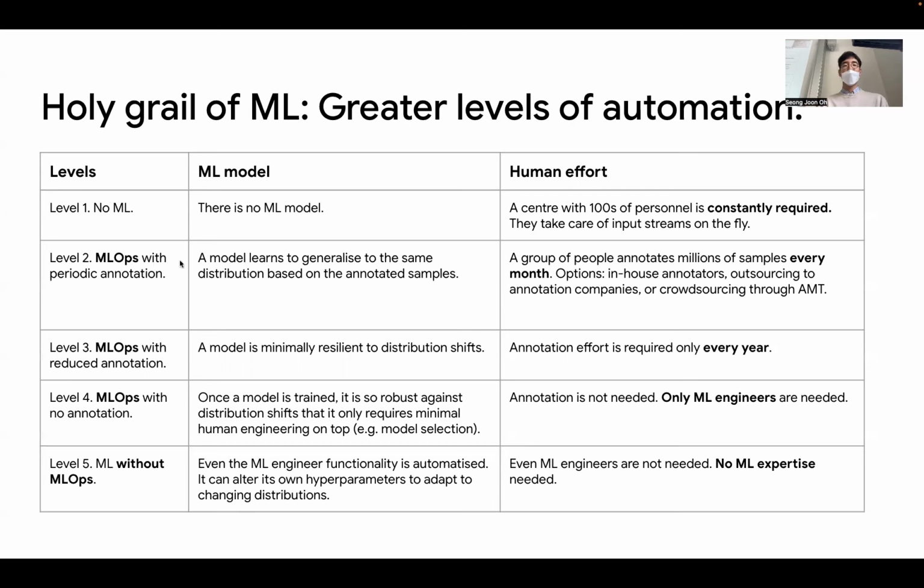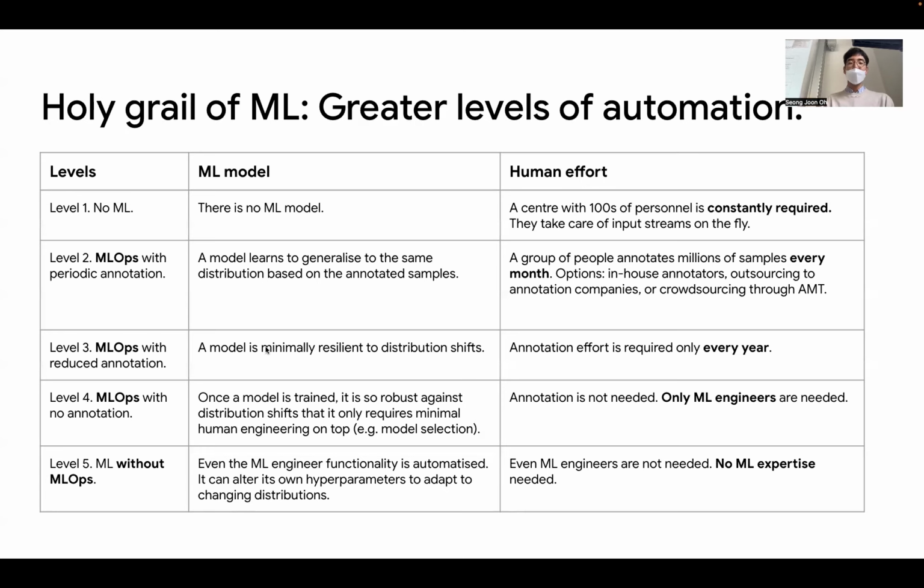Let's say level 2 is a model that learns to generalize to the same distribution based on the annotated samples. So it can do in-distribution generalization pretty well. But this does not come for free. You need annotators to annotate those images. And also the world is changing, so you need them to annotate, let's say, every month, right? You can have in-house annotators, or you can outsource them to annotation companies. There are a lot these days. Or you can do it with AMT as well.